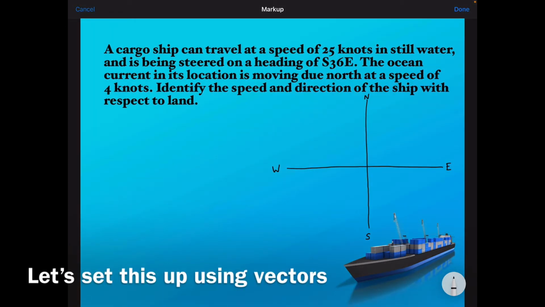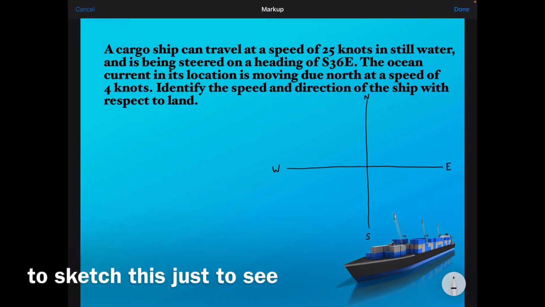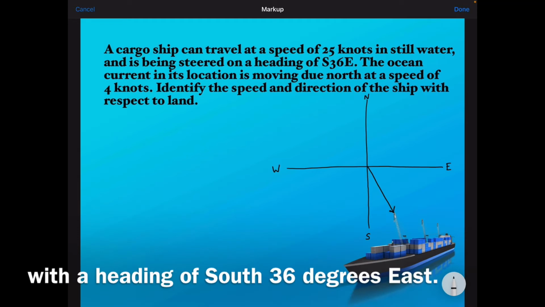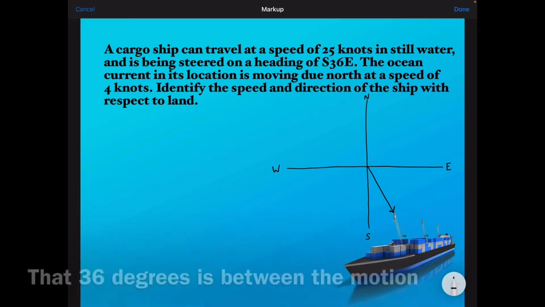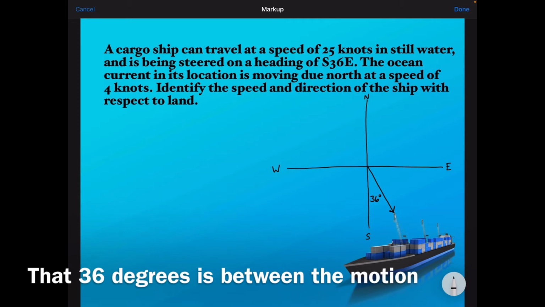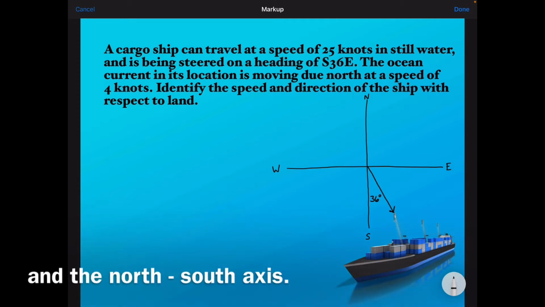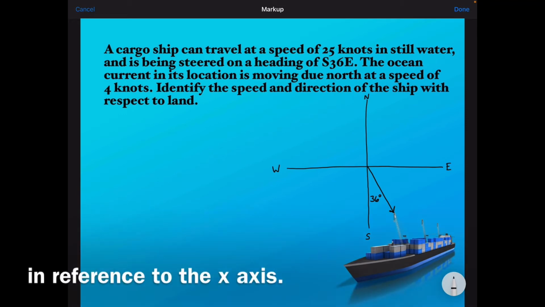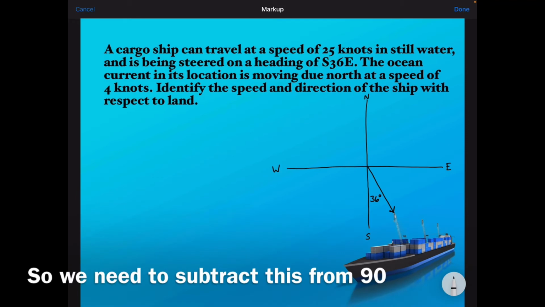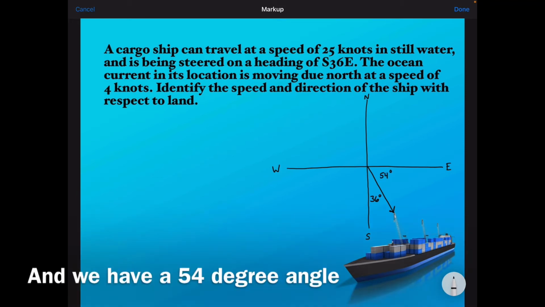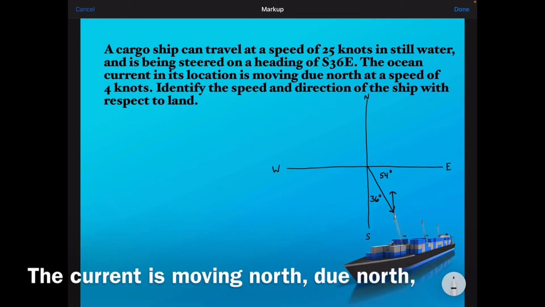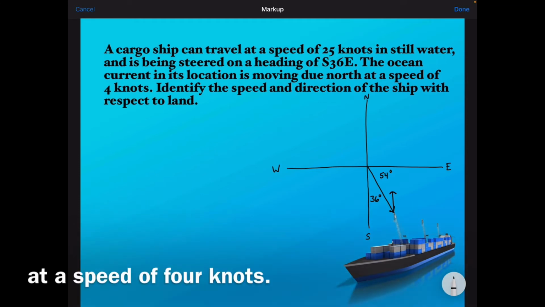Let's set this up using vectors, but it still can be useful to sketch this just to see what's going on. So the ship is moving with a heading of south 36 degrees east. That 36 degrees is between the motion and the north-south axis. But in math, we always work with our angles in reference to the x-axis. So we need to subtract this from 90, and we have a 54-degree angle between the x-axis and the ship's motion. The current is moving due north at a speed of 4 knots.